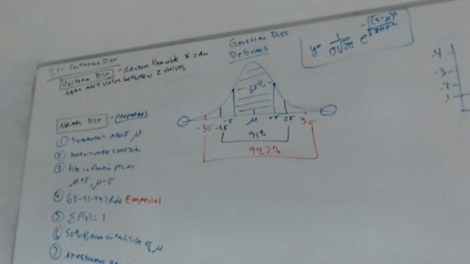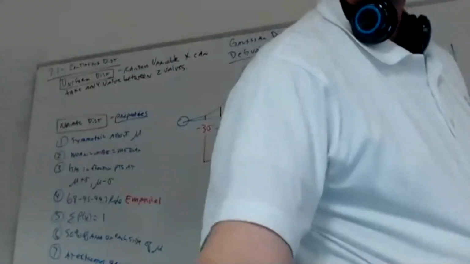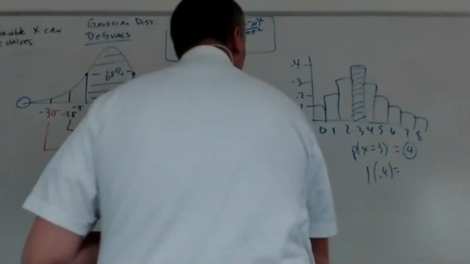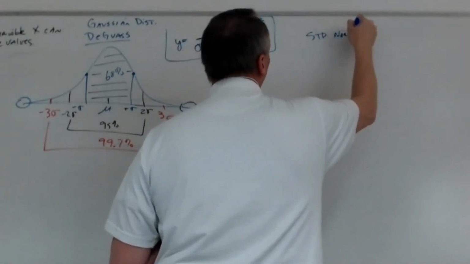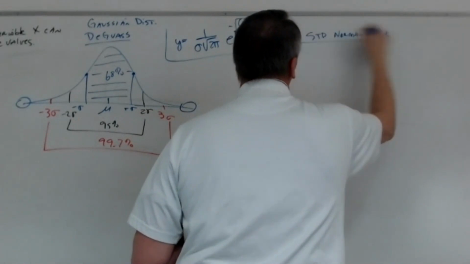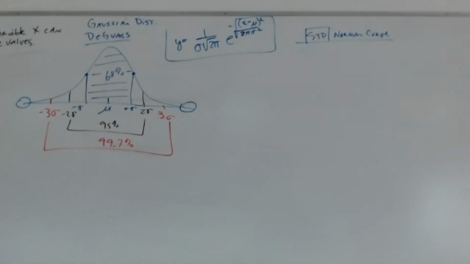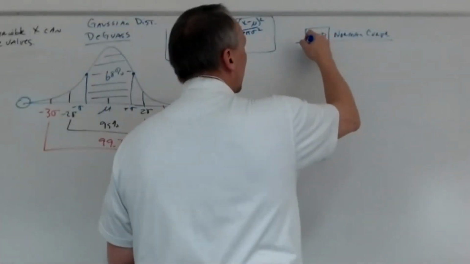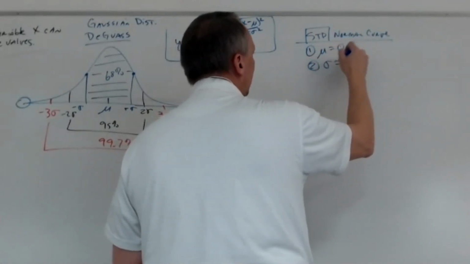All right. So now the other thing that I want to mention is we have a special curve, which is called the standard normal curve. Okay? And emphasis on the word standard. So, the standard normal curve follows these same 7 rules that I gave you, except we've got two more special rules. Number 1, the mean is always 0. And number 2, the standard deviation is always 1.